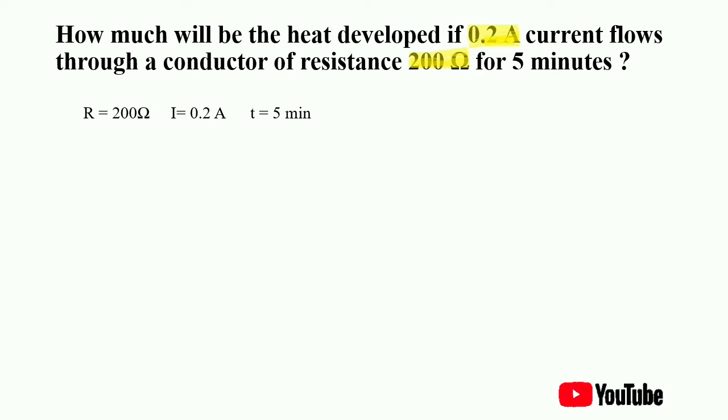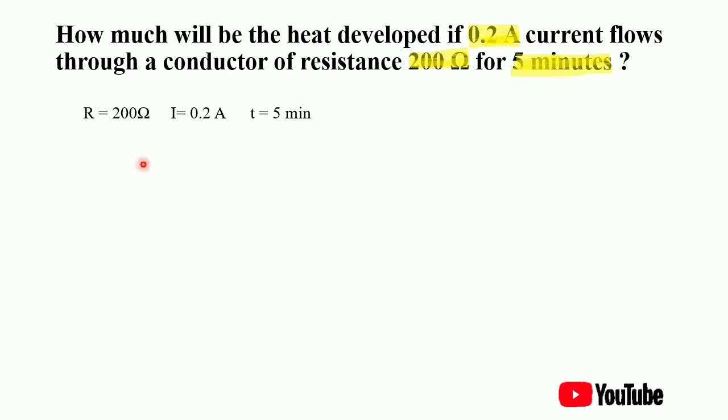What's next? The time. The time which is given here is 5 minutes, isn't it? What is the SI unit of time? The SI unit of time is seconds, isn't it? But the value which is given here is in minutes. 5 minutes is given here. So we have to convert this 5 minutes into seconds. So our first task is to convert the time which is given here in minutes into seconds.